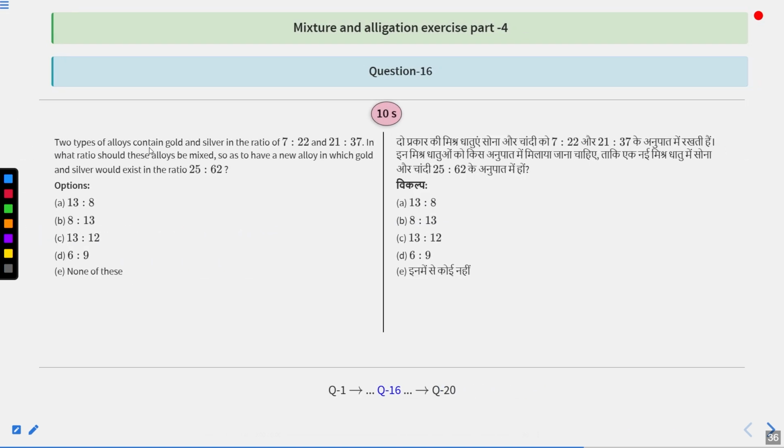Two types of alloy contain gold and silver in the ratio 7:22 and 21:37. In what ratio should these alloys be mixed so as to have a new alloy in which gold and silver would exist in the ratio 25:62? You have 5 options and 10 seconds to analyze the question. Your time start now.